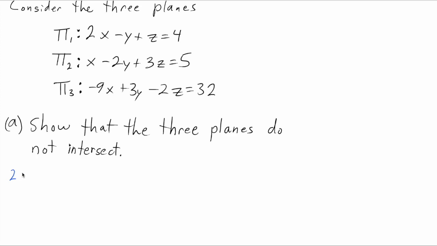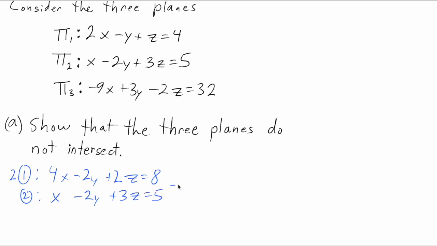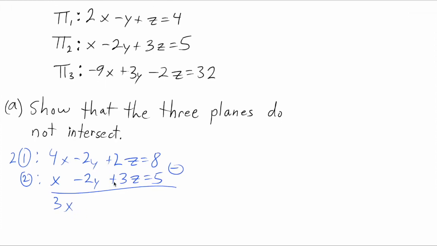Let's do 2 times the first equation to get the y's to match. So we have 4x minus 2y plus 2z equals 8. And the second equation, let's write it down verbatim. Okay, now the y's match here. We can subtract, and we get 3x minus z equals 3. Now let's eliminate the y for the second two equations, I guess.